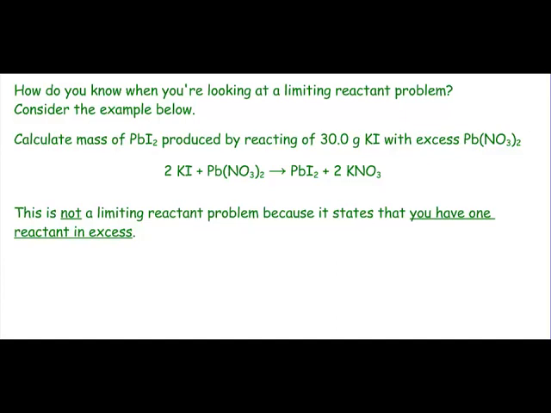Well, look at the problem we've got here. You should recognize this as a precipitation reaction, or at least a potential precipitation reaction. We're starting with potassium iodide and lead(II) nitrate. Our products are lead(II) iodide and potassium nitrate. We're told in the problem that we have 30.0 grams of potassium iodide along with excess lead(II) nitrate. If we're told that one of our reactants, in this case lead(II) nitrate, is present in excess, then it's not a limiting reactant problem.